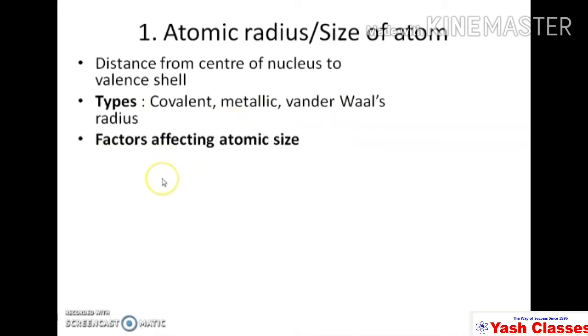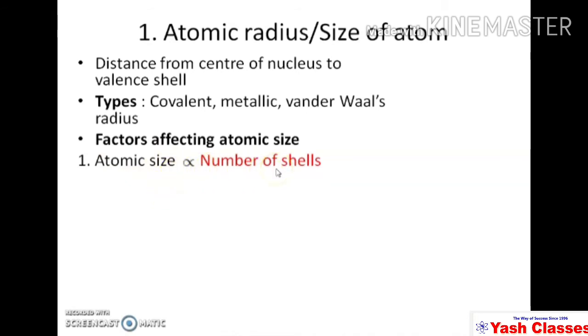What are the factors which affect atomic size or atomic radius? First important point is atomic size depends upon number of shells, and atomic size is directly proportional to number of shells.